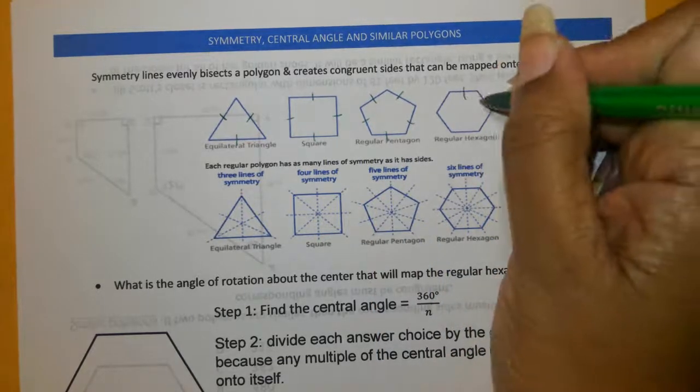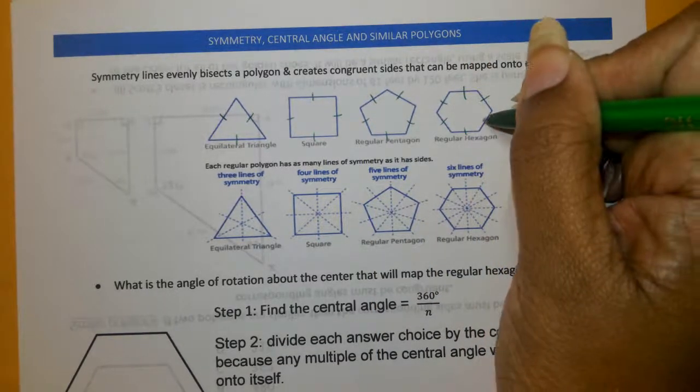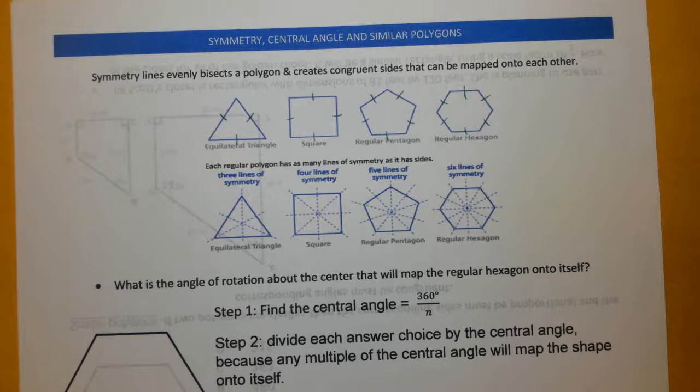And then, of course, with our hexagon, we end up with 6 lines of symmetry, 6 sides that are congruent, 6 angles that are congruent. So I just wanted to talk about that one more time before moving on, although we've seen it already.